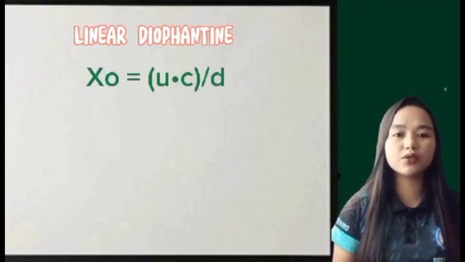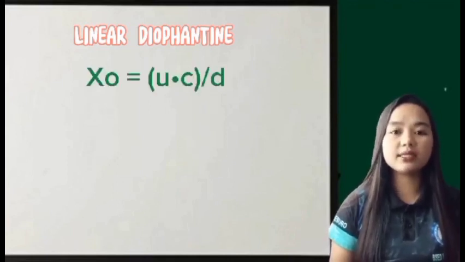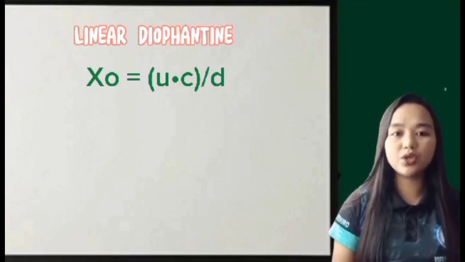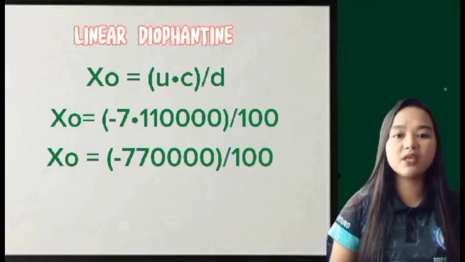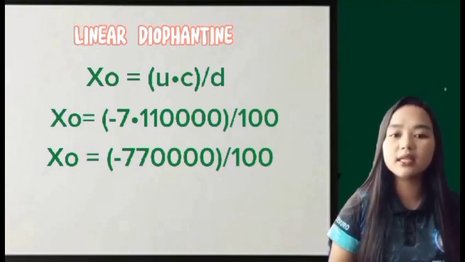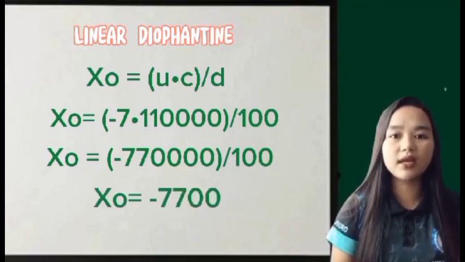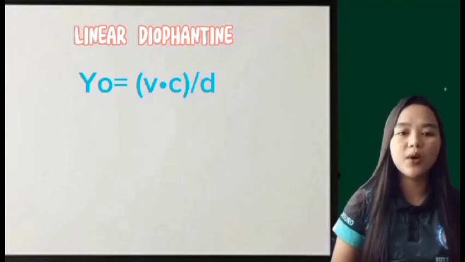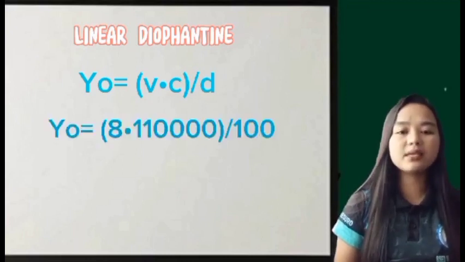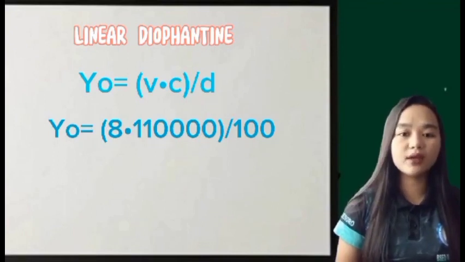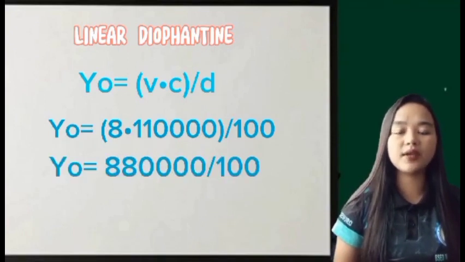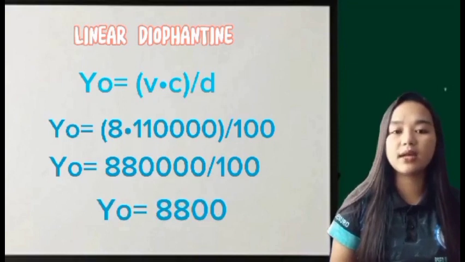So we have the formula to find the x sub 0. Then x sub 0 is equal to u times c divided by d. Then we substitute. So x sub 0 is equal to negative 770,000 divided by 100. So our x sub 0 now is negative 7,700. Let's proceed to find the y sub 0. Y sub 0 is equal to v times c over d. Y sub 0 is equal to 8 times 110,000 over 100. Y sub 0 is equal to 880,000 divided by 100. So our y sub 0 is equal to 8,800.